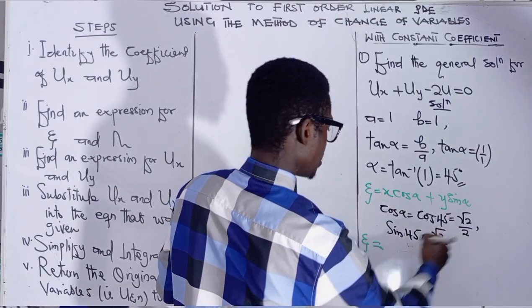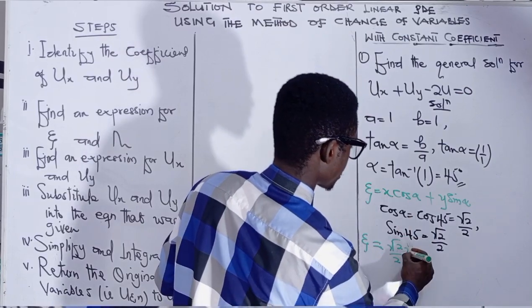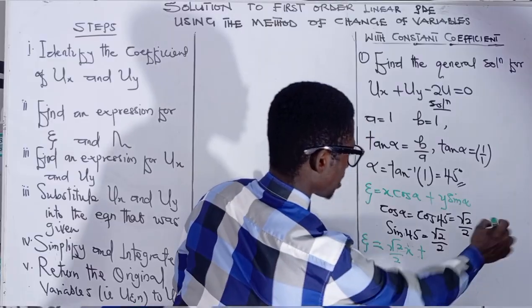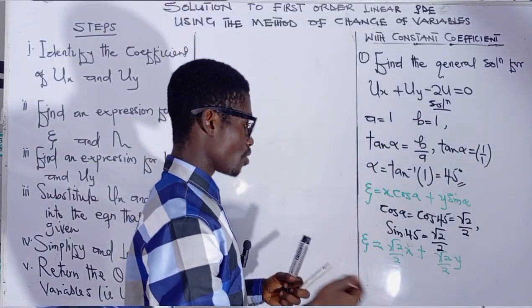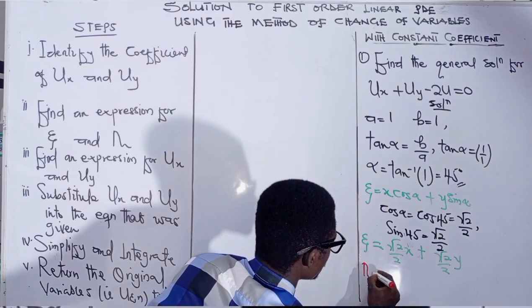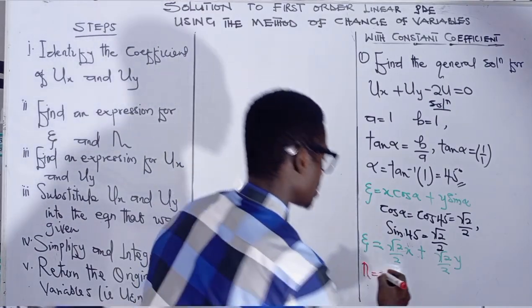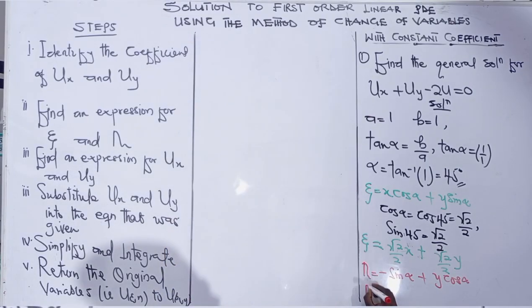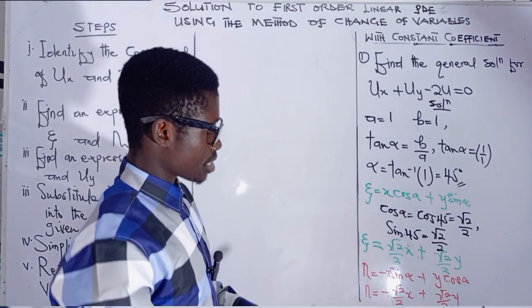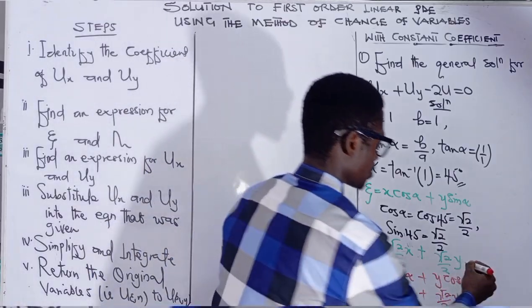So we have our xi. For cos alpha we had root 2 all over 2, and then we have x. Then plus sin alpha, we also had root 2 all over 2, and then we had y. So this is the equation for xi. Then move on to eta. With eta, we are going to have negative x sin alpha plus y cos alpha. So we have our eta to be equal to negative sin alpha, we had root 2 all over 2, times x. Then we have cos alpha, root 2 all over 2, times y. So these are the expressions for xi and then eta.